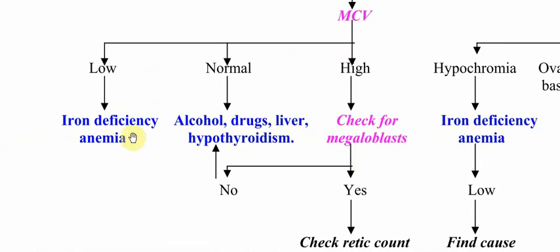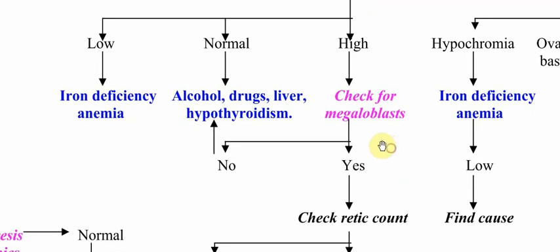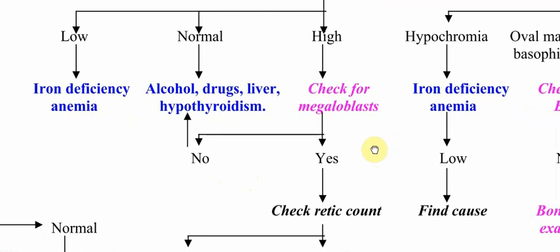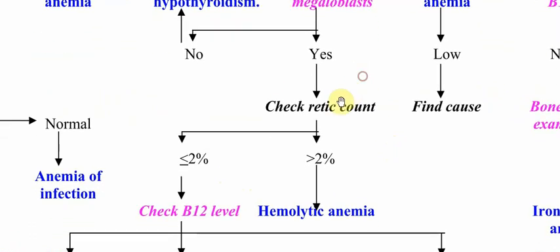if MCV is low, it is iron deficiency anemia. If it is normal, then it could be due to alcohol, various drugs, liver dysfunction, or hypothyroidism. If mean corpuscular volume is high, then we check for megaloblasts. If megaloblasts are absent, then the diagnosis is again alcohol, drugs, liver, or hypothyroidism. If megaloblasts are present, then we check the actual retic count.